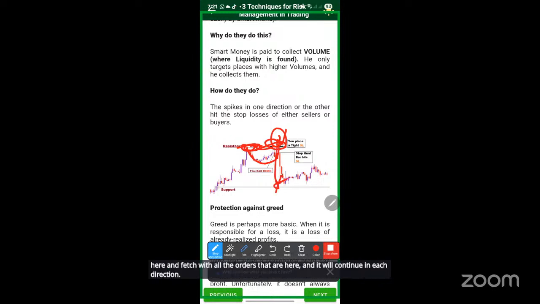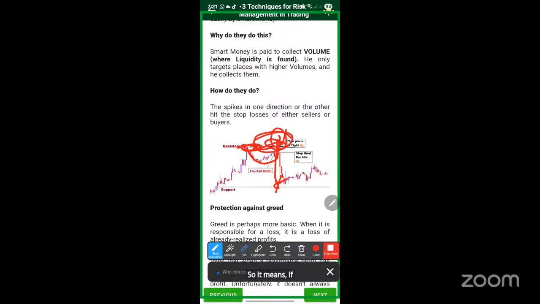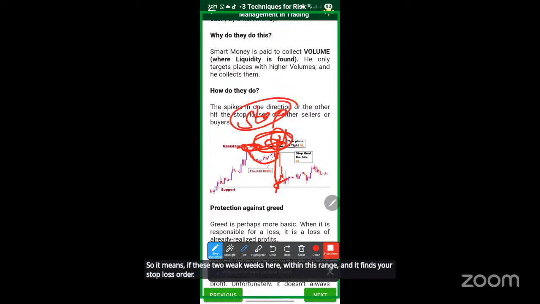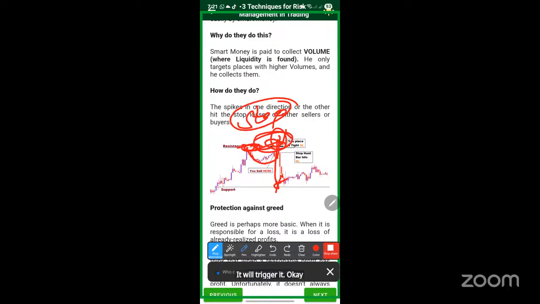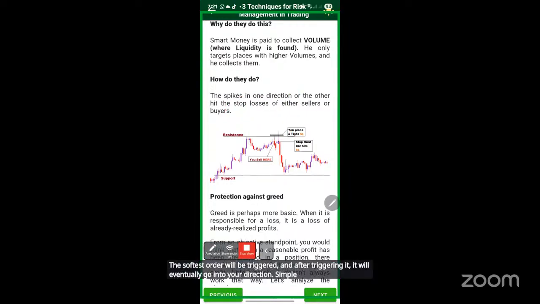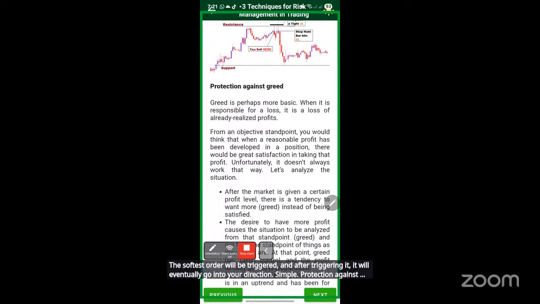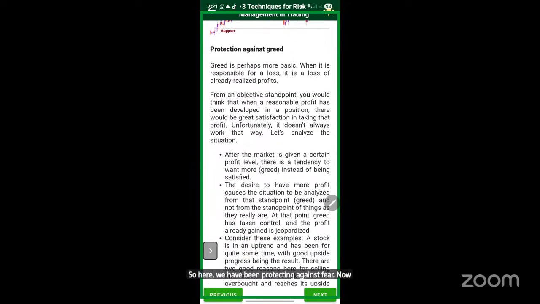So it means if it wicks here within this range and it finds your stop loss order, it will trigger it. Okay, the stop loss order will be triggered, and after triggering it, it will eventually go in your direction. Simple. Protection against greed. So here we have been protecting against fear. Now we are protecting against greed.